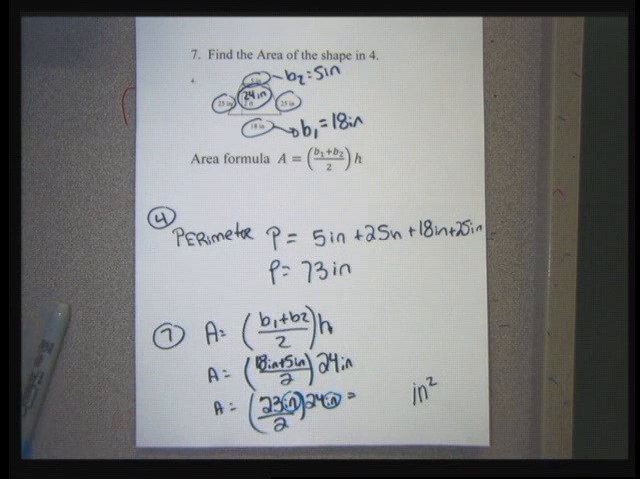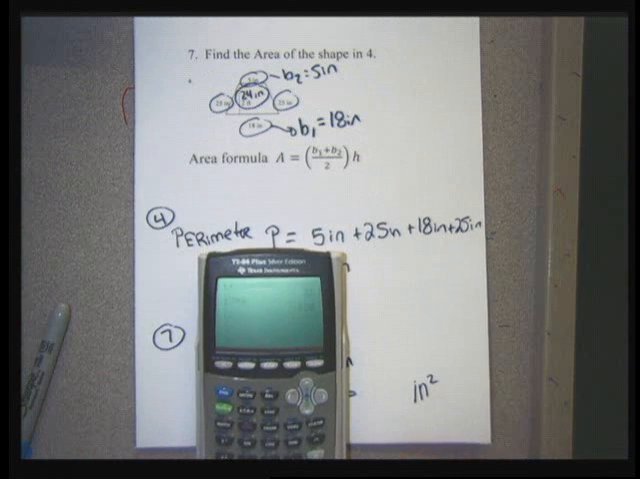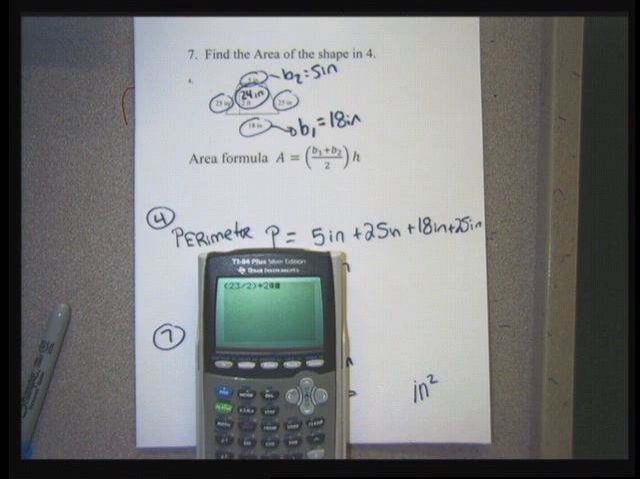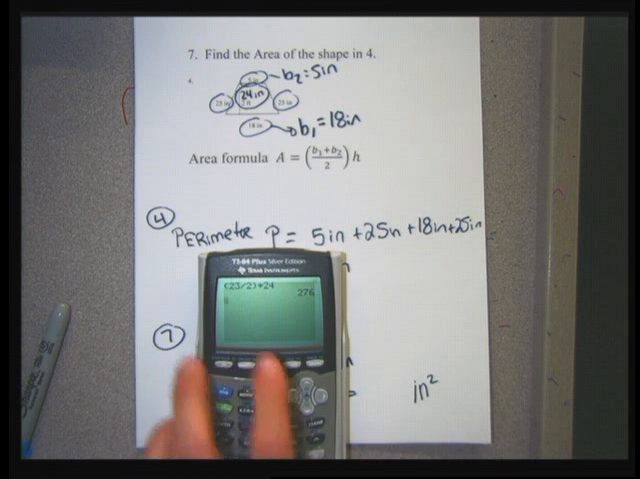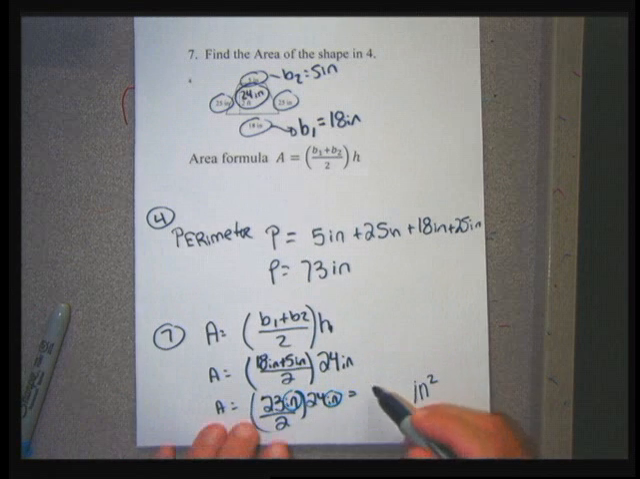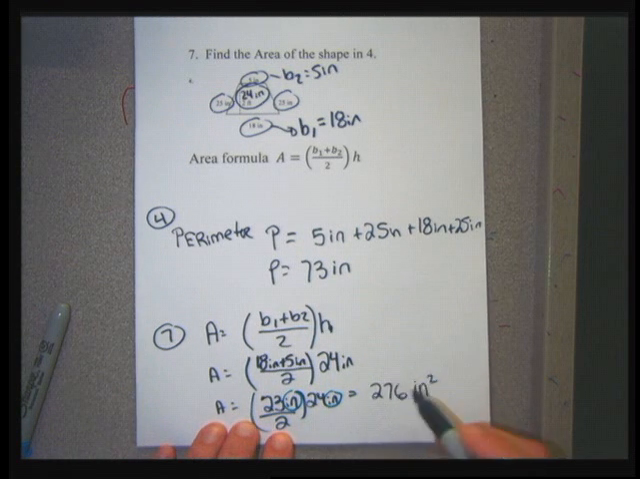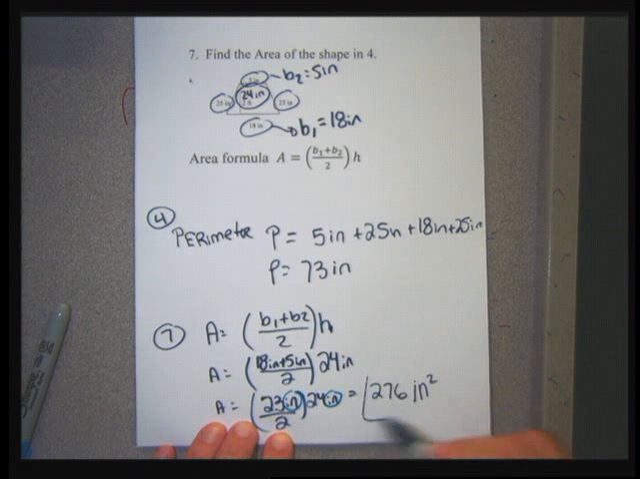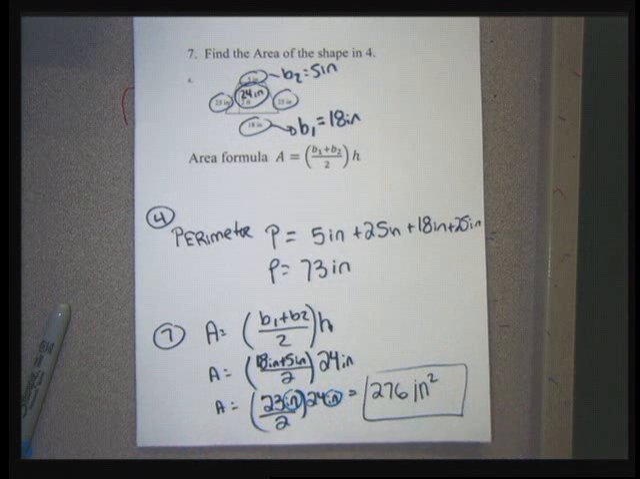I'm going to break my calculator out to do that. I can do it without my calculator, but it's safe to do it on my calculator. I'm going to put the 23 over 2 in a parentheses, then multiply by 24, hit enter, and I get 276 square inches. Generally, the area is a considerably bigger number than the perimeter. So the answer to number 7, which is the sister problem to number 4, using the same figure but the area as opposed to the perimeter, is 276 square inches.